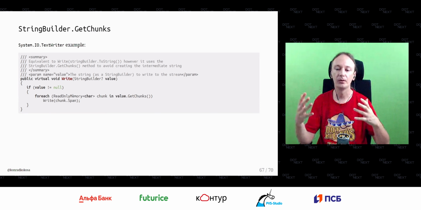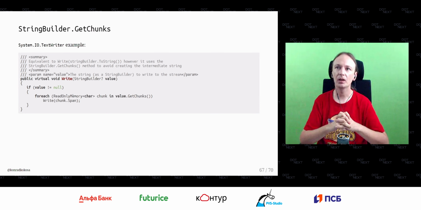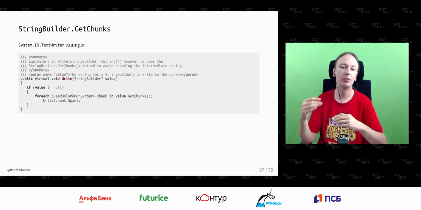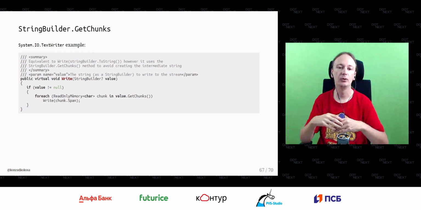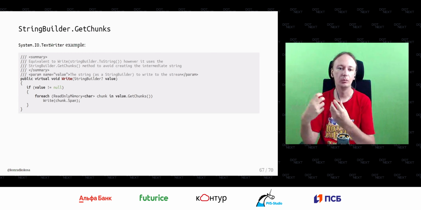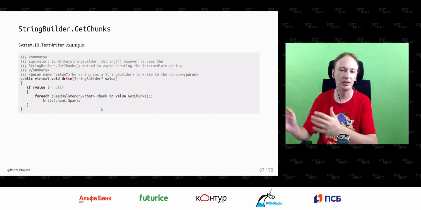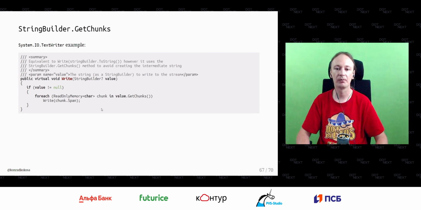We can see examples of that, like if another API accepts span or read-only memory, you can use them in chunks and write in chunks. You don't need this temporary string to be passed somewhere else. If you have an API that allows you to utilize span, this is an example from TextWriter, which is doing exactly that. And there is no string here. We are just getting chunks from StringBuilder and passing them somewhere else to write.